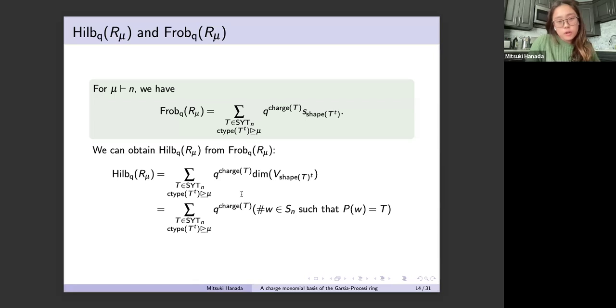One thing to note before we do that is if we have our Frobenius character, we can obtain the Hilbert series using symmetric function things. But one thing to note is we can now write it using a similar sort of formula where we have standard Young tableau and we have a C-type condition on the standard Young tableau. So we've just rewritten it in the most natural way we can. We're going to further simplify it once we know some things about charge.